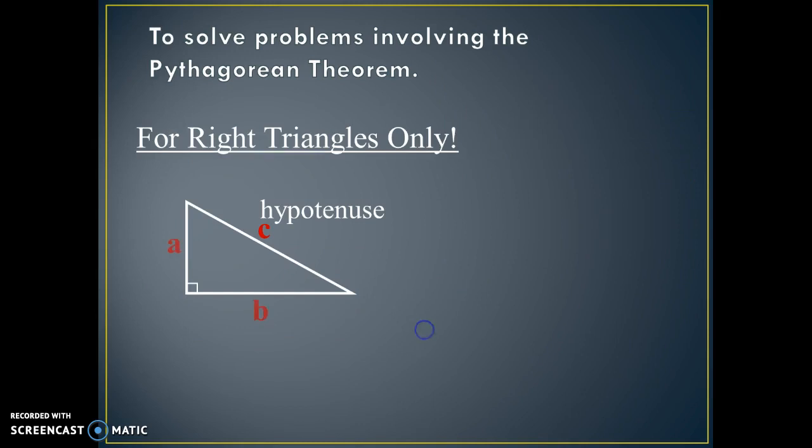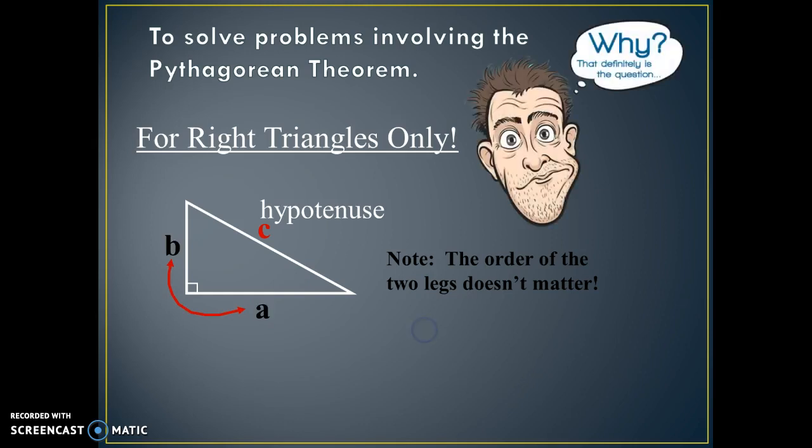So here we go. Right triangles only. The order of the legs doesn't matter. If we have those two sides labeled A and B or B and A, no problem. It doesn't matter because the operation we're going to do is addition, and that is commutative.